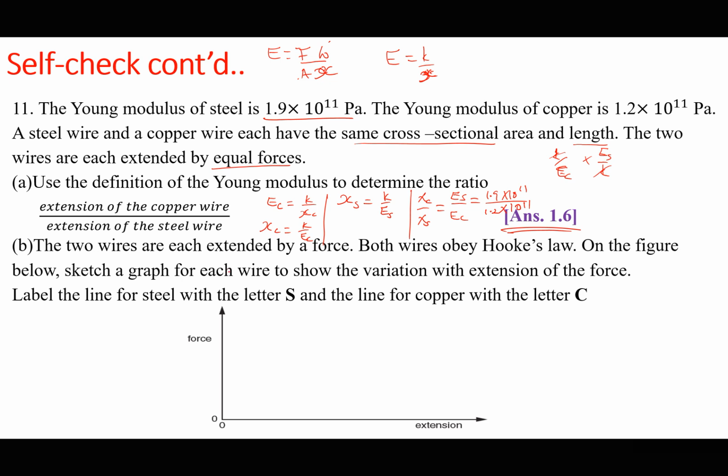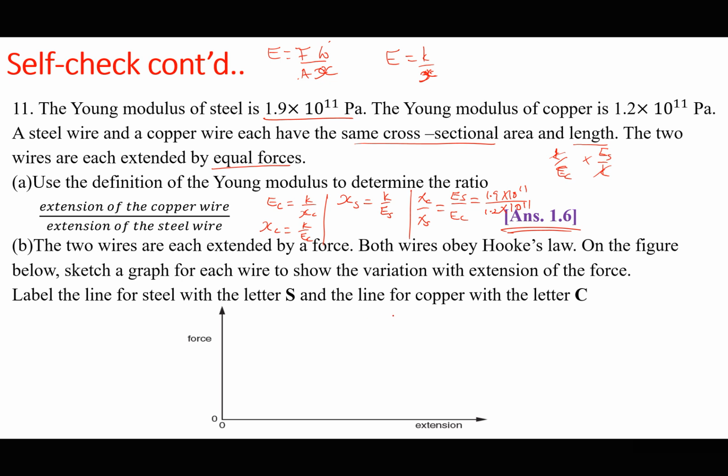Two wires are each extended by a force. Both wires obey Hooke's law. On the figure below, sketch a graph for each wire to show the variation with the extension of the force. Label the line for steel with the letter S and the line for copper with the letter C.